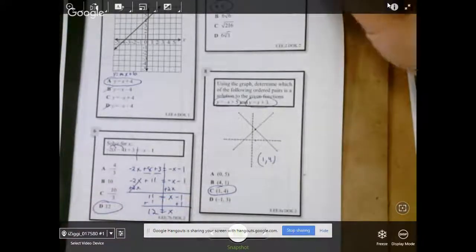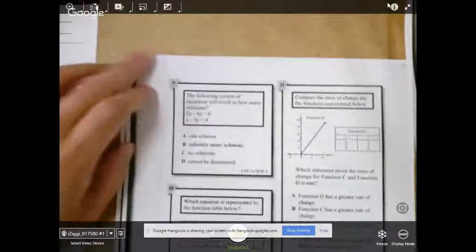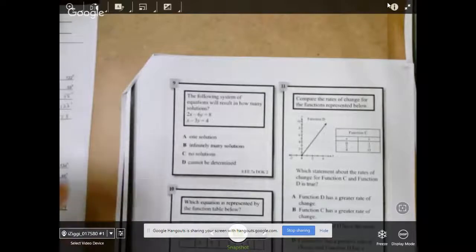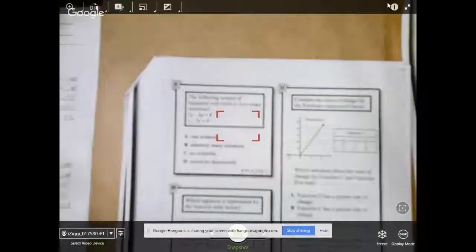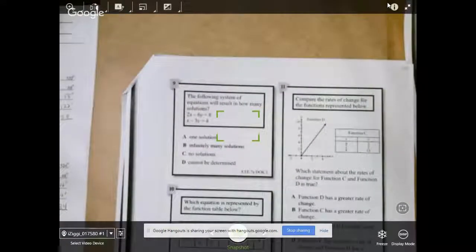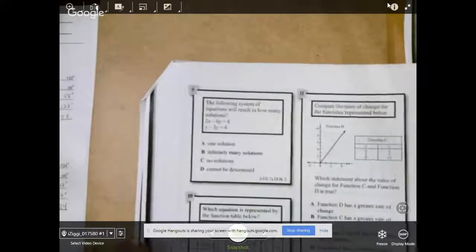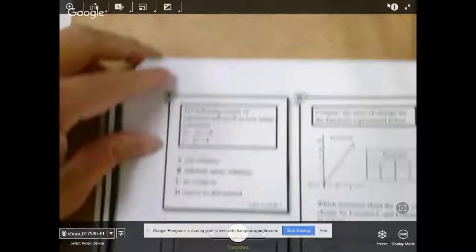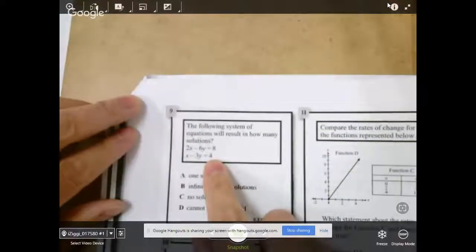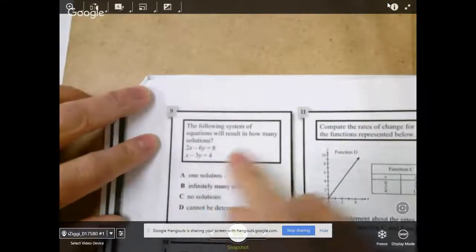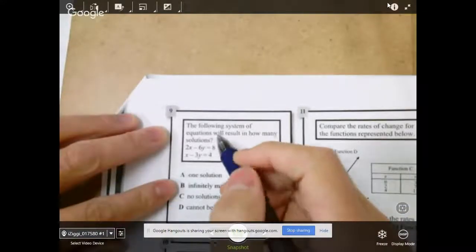Okay, for number 9. The thing about this one, we didn't see too many of these. But the thing with this one, number 9, is these two equations are exactly the same. And why I say that is, notice each of these coefficients and the constant.